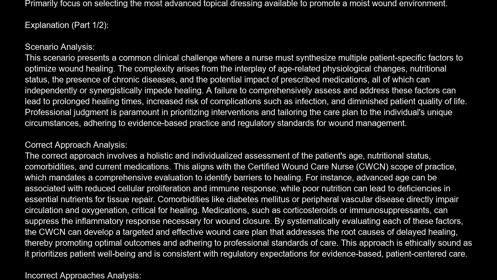identify barriers to healing. For instance, advanced age can be associated with reduced cellular proliferation and immune response, while poor nutrition can lead to deficiencies in essential nutrients for tissue repair. Comorbidities like diabetes mellitus or peripheral vascular disease directly impair circulation and oxygenation, critical for healing. Medications, such as corticosteroids or immunosuppressants, can suppress the inflammatory response necessary for wound closure.